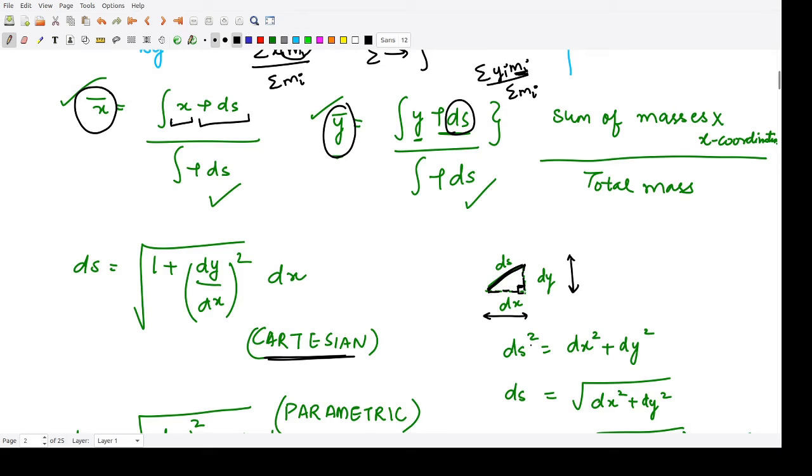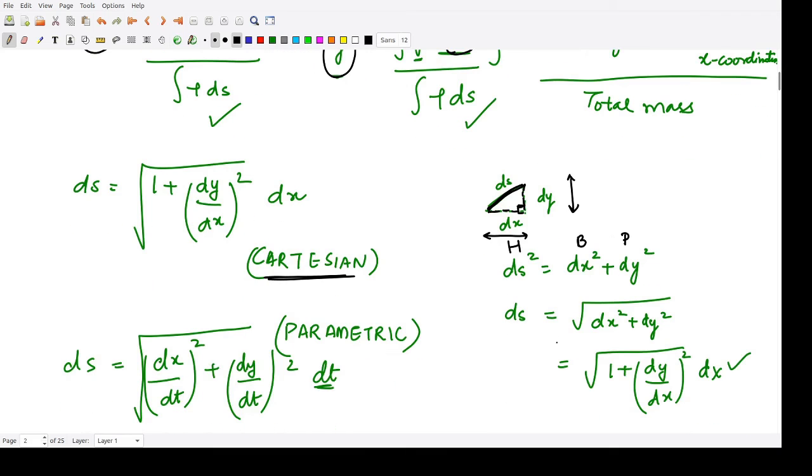So ds whole square is equal to dx whole square plus dy whole square, because of the Pythagoras theorem. Hypotenuse square is equal to base square plus perpendicular square. So here this is base, this is perpendicular and this is hypotenuse. Accordingly we have ds equal to square root of dx square plus dy square, and then we can take this dx square common, so we will have this quantity. So the value of ds is this one whenever our curve is Cartesian in nature.